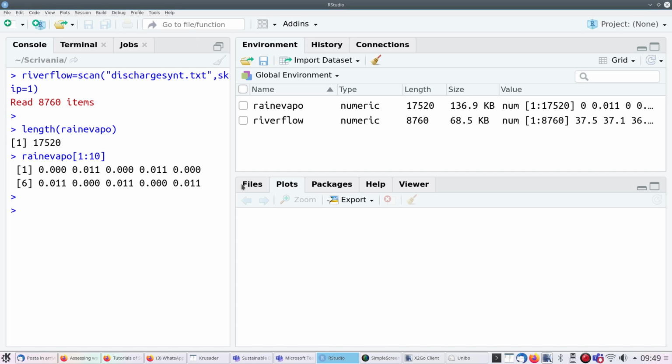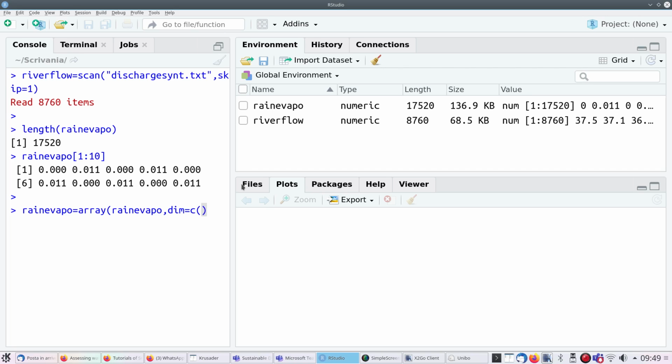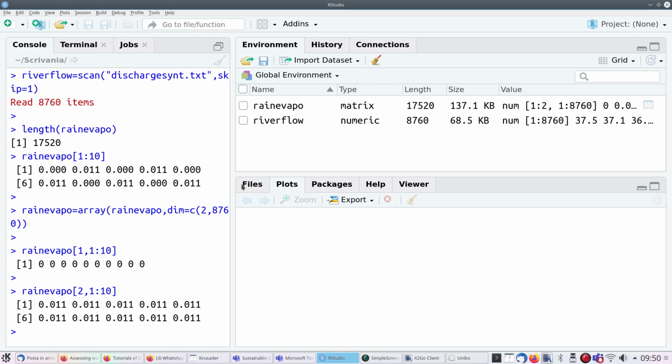And the way to split them is to create an array. So let's say that rain evapo, I am overwriting, is equal to array, rain evapo, dimension equal C, 2, 8760. This should work. Let's explore if it works. So let me see if in column one I indeed get only rainfall data. Yes, I am fine. And in column two, I am then getting only evapotranspiration data. Good.